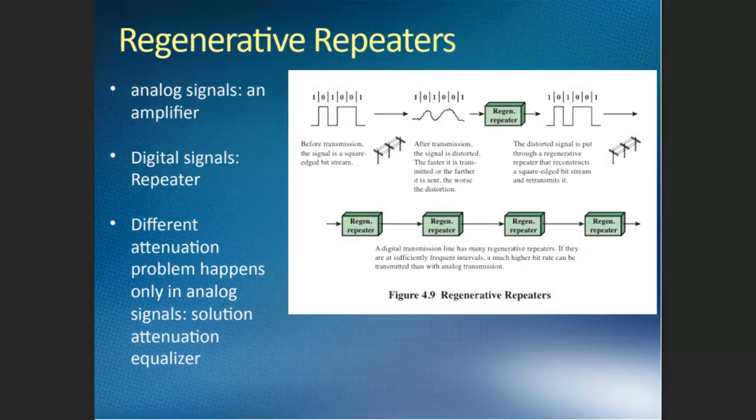All right? Attenuation distortion happens only in analog signals. The solution is an attenuation equalizer.